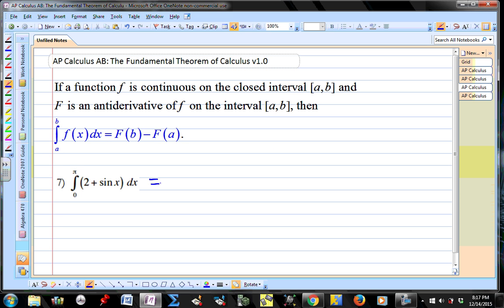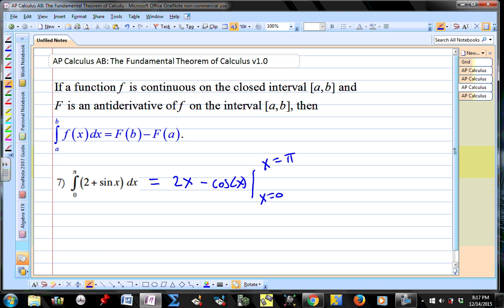Okay, example number 3 is going to be problem number 7 from our note sheet. Let's see what we have here. If you integrate 2 with respect to x, we get 2x. And if we integrate sine, we're going to get minus cosine of x. We're going to evaluate this one from x equals 0 to x equals pi.